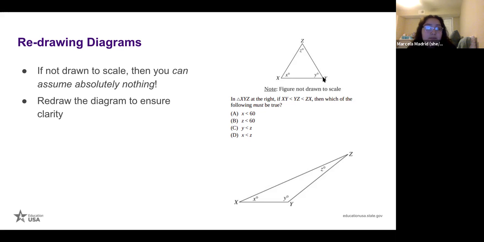So what you can do to make this question a bit better is to draw the triangle at the bottom, where you can see that the line segments are drawn more to scale and you can understand the question better. So you can see that clearly, Y would be the biggest angle, while Z seems to be possibly the smallest angle. And it clarifies the question.